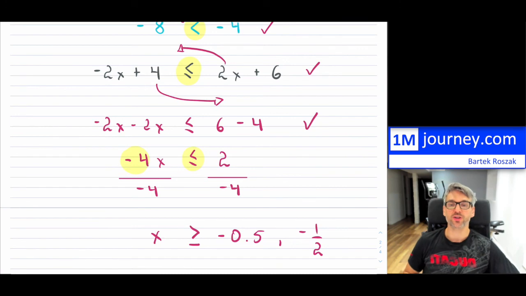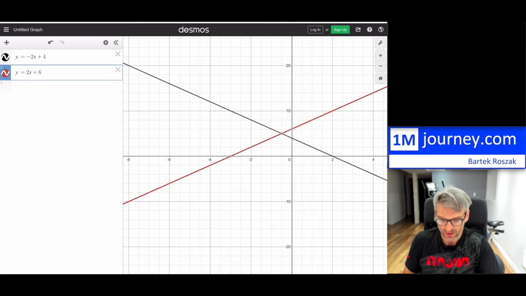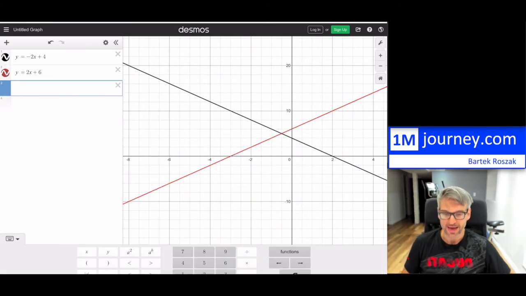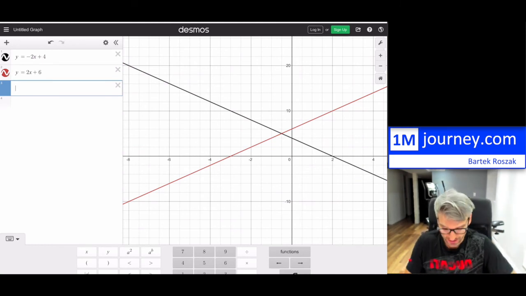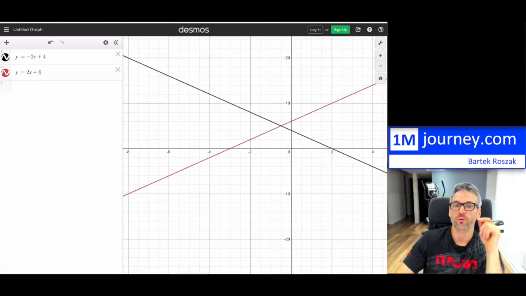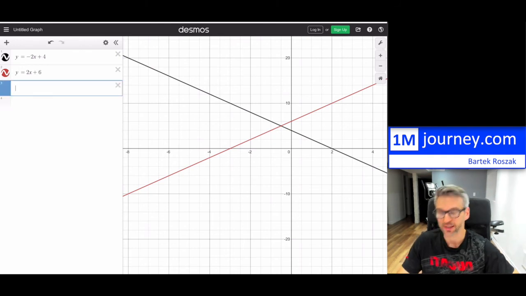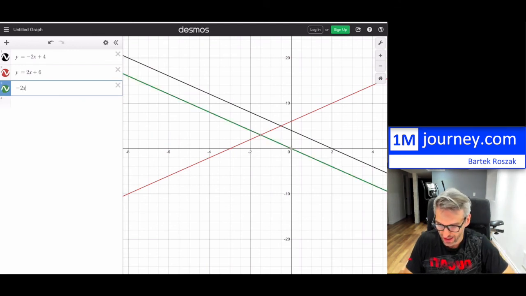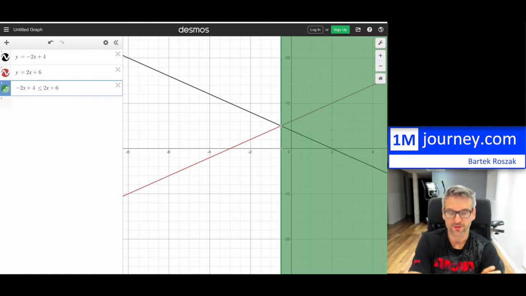Now, I'm going to show you this on Desmos as well. So if I go back here to Desmos, here are my two lines. Those are my original two lines. And now I'm going to put in the inequality, which we actually can do, which is great. So let's plot this inequality. We have negative 2x plus 4, I guess, less than or equal to 2x plus 6. And look at that.